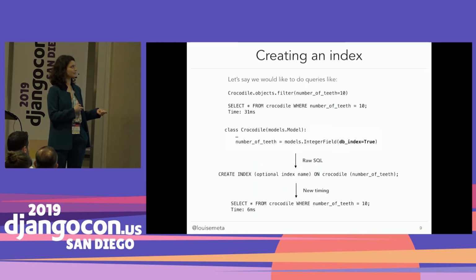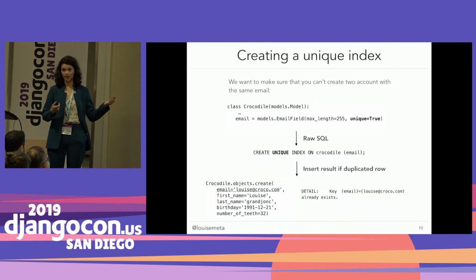Creating indexes. Here I have this query: I want the crocodiles that have 10 teeth, and I want to optimize that query. It takes about 30 milliseconds to execute. What I do in Django is really easy. In my model, I just add db_index=True to the field, and it's going to create the index in the database. You can also use raw SQL. I do that a lot, so no judgment here. You can do CREATE INDEX and then give an index name, which is optional, the table and the column. And here it really helps: 6 milliseconds instead of 31 is pretty good.